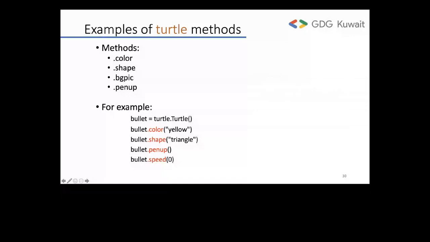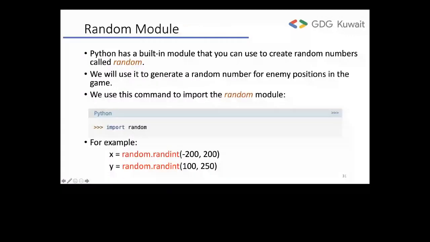Okay, we're going to use multiple methods so we can build the window of the game. So we will use the color, we'll change the shape and the speed of the screen if there is an object that is moving or something. Okay, we have another module that's called the random module. Let's go for the example so you will understand it well.